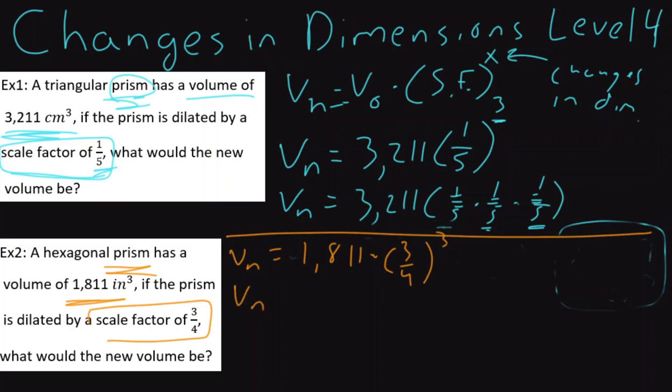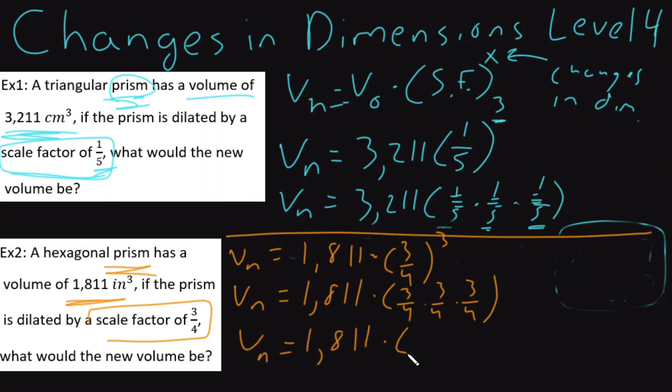So now my new volume will equal 1,811 times, well, we need that 3/4 there 3 times. And so let's go ahead and we will simplify by multiplying those three fractions together. We know that on top, 3 times 3 is 9, and 9 times 3 is 27. On the bottom, we have 4 times 4, which is 16, times 4 will give us 64.